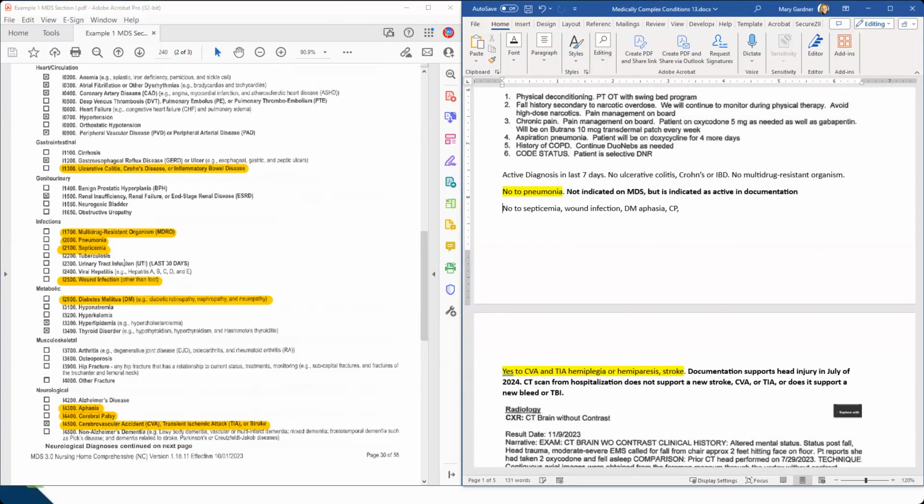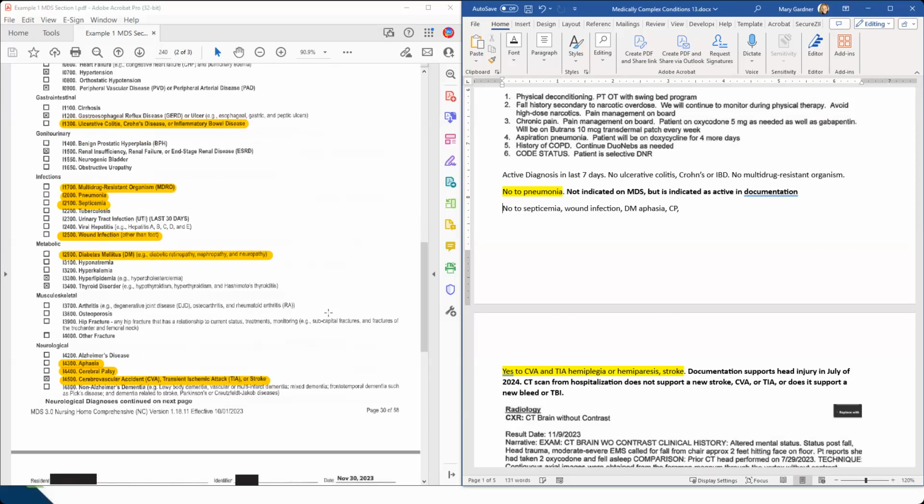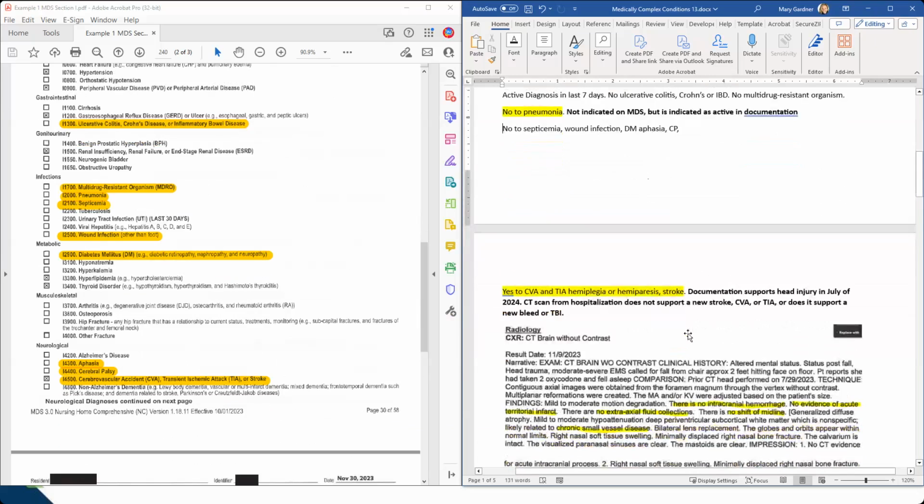So as we scroll on and look at some of the other things, no septicemia, wound infection, diabetes mellitus, aphasia, cerebral palsy, etc.